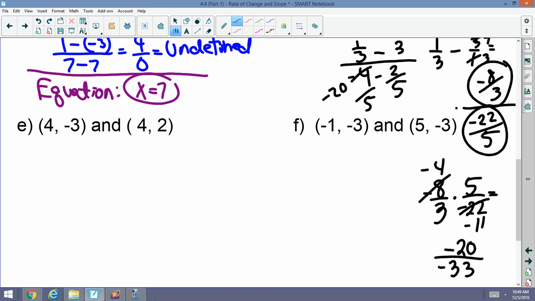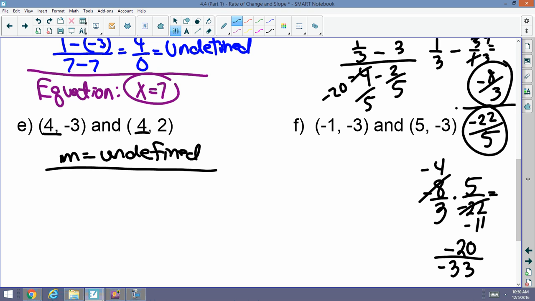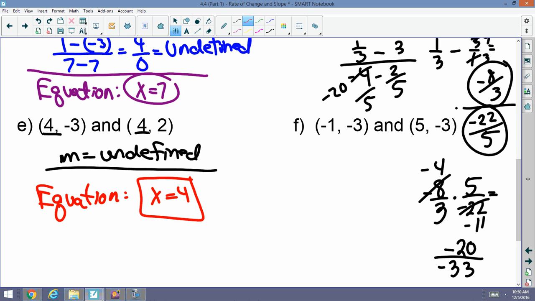Well, do we even have to do E? Why? What can we immediately tell? The x's are the same, so this slope is undefined. Just for giggles, what would my equation be? X equals 4, because x equals a, which is the value of the x coordinate of the point that it goes through.